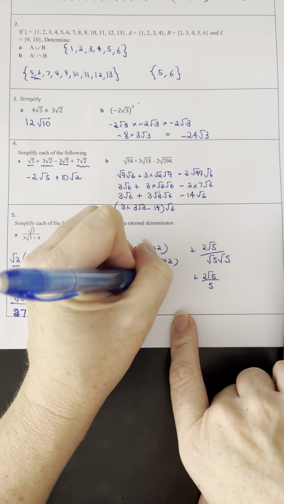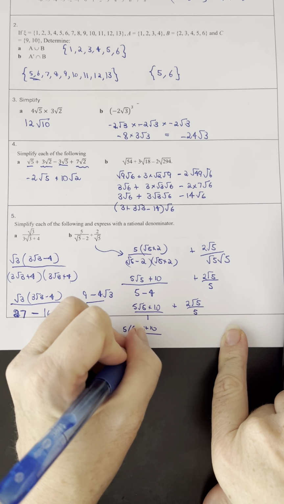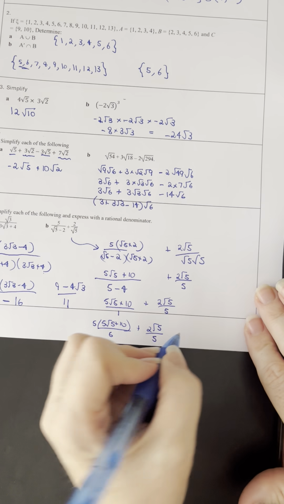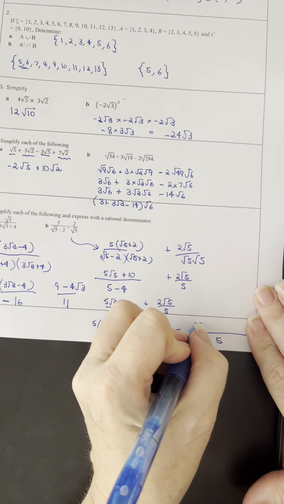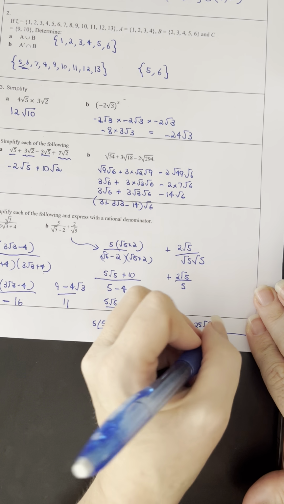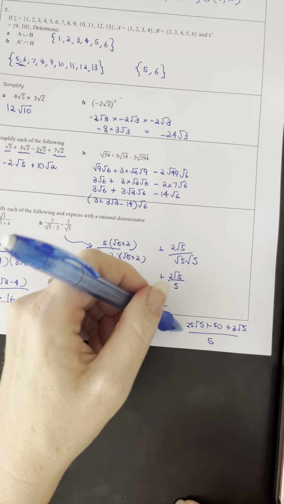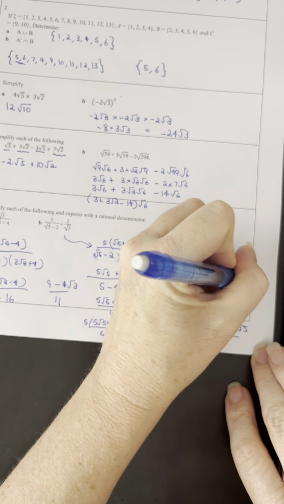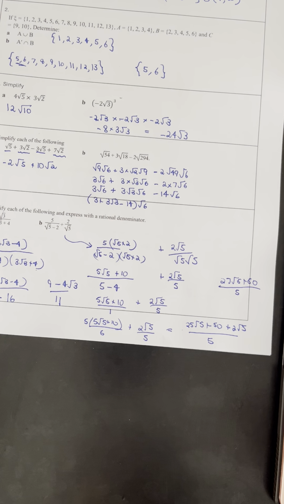And then to get the same denominator, we can times this one top and bottom by 5, over 5, plus the 2 root 5, and then bring that together. So we'd have that all over 5, and we would get the 25 root 5 plus 50 plus 2 root 5. So then we can bring that together and make that 27 root 5 plus 50 over 5 as our answer.